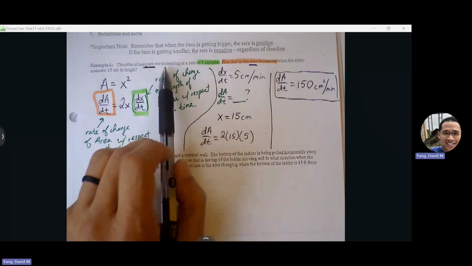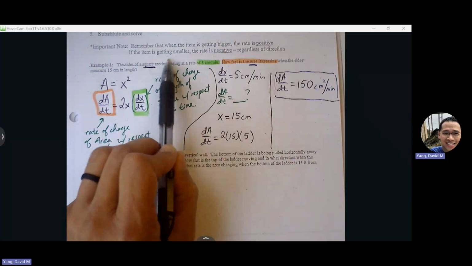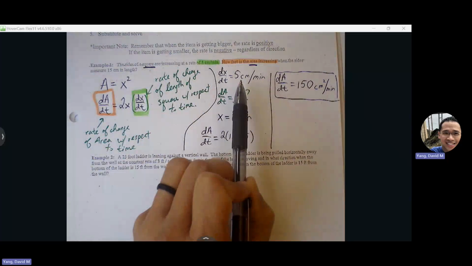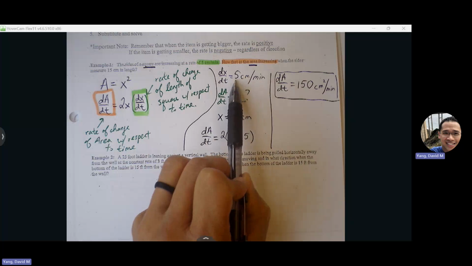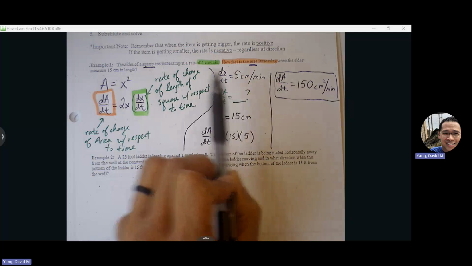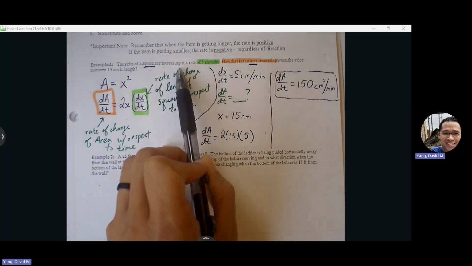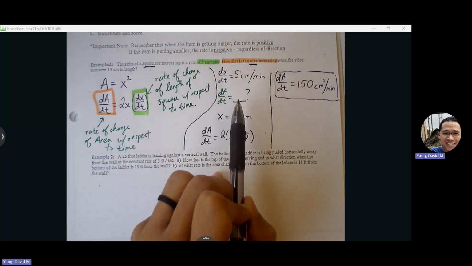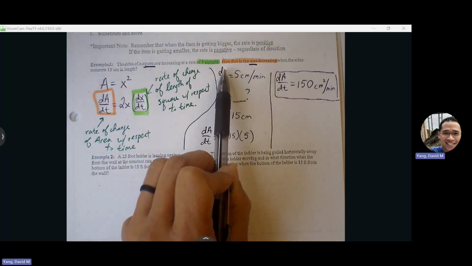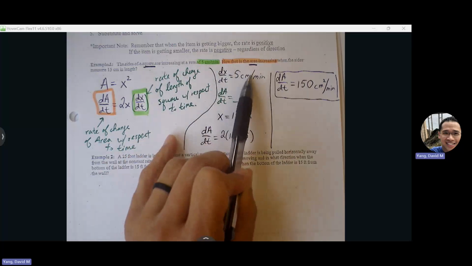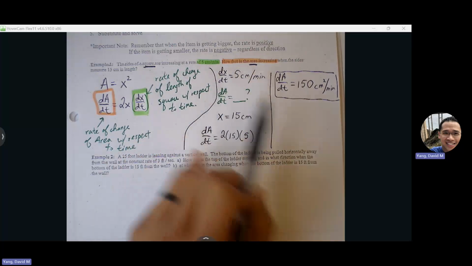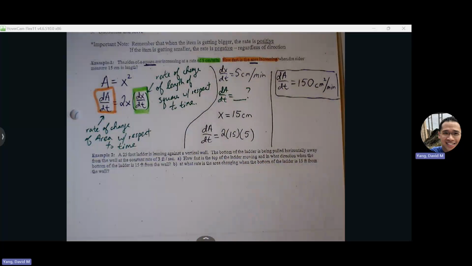A couple things to point out. If you see the word increasing or decreasing, that is going to impact whether you assign your rate as a positive or negative. So if your rate is decreasing, then you want your rate to be negative. If your rate is increasing, then we want our rate to be positive. And since the sides of the square are increasing at 5 centimeters per minute, it should make sense that the area is also growing with a positive rate.